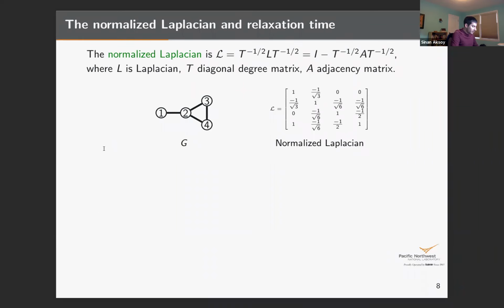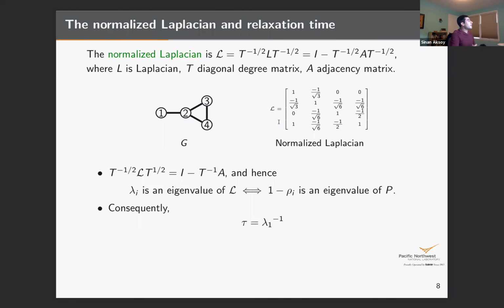Another way that I want to talk about that you can think of this relaxation time is in terms of the eigenvalues of the normalized Laplacian matrix of a graph. The normalized Laplacian takes the usual Laplacian matrix and, as its name would imply, normalizes it with this diagonal degree matrix D that's given here. And so if, for example, this is your graph, this is an example of what the normalized Laplacian of this matrix might look like.